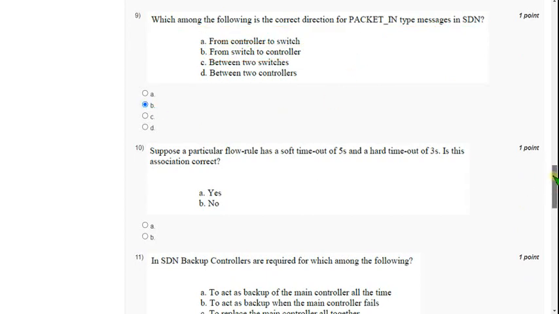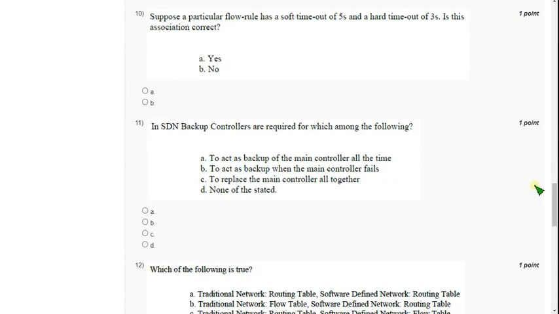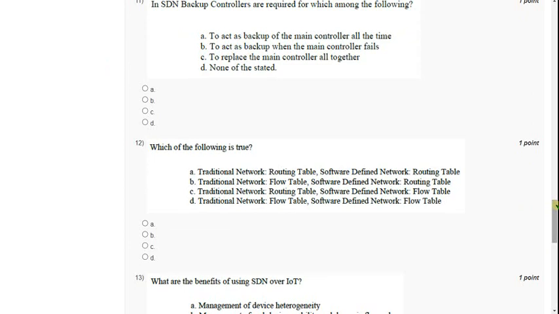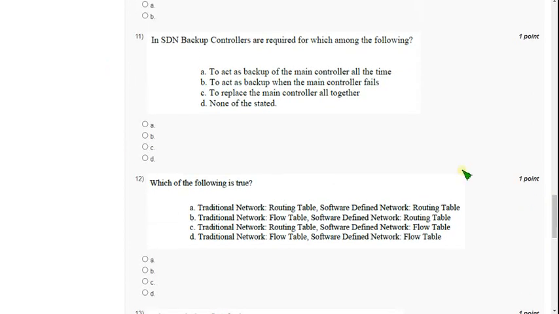10th question. Guys, I am not sure about this 10th question. Maybe no is the answer, but I am not sure, so I don't want to give you an unknown solution. So 11th one. For the 11th question, the correct answer is option B, to act as backup when the main controller fails or is down. So mark option B.